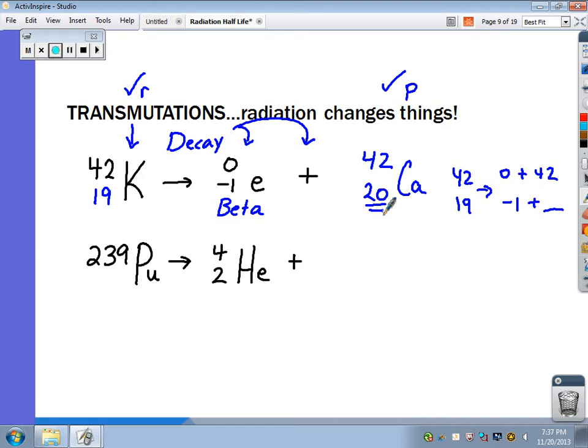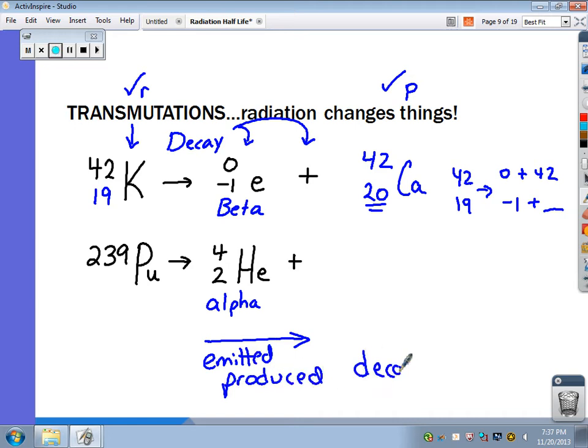In this transmutation, this is alpha decay. Why is it decay? Because alpha radiation is given off. It's emitted. It's a product. It's produced. It's decay. Those all mean the same thing. And so if you look on the periodic table, in Pu's box, it's 94. So over here it's going to be 92 on the bottom, which means right away this is uranium.